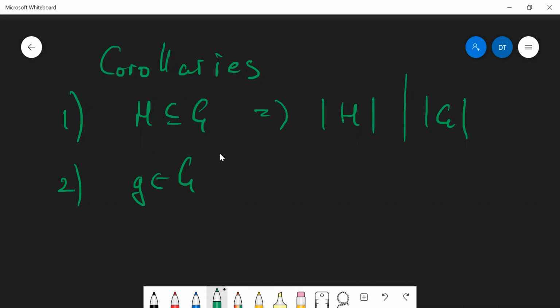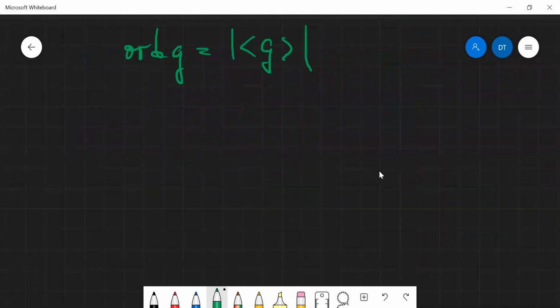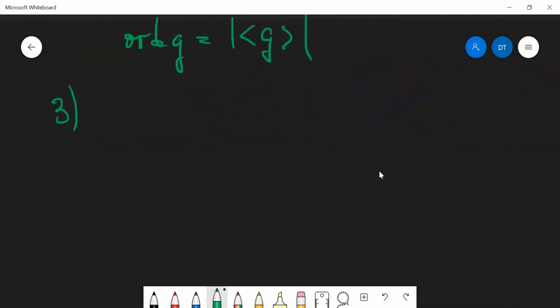The second one: if we have an element g of G, then the order of the element divides the order of the group. This is because the order of the element is equal to the order of the cyclic subgroup, and by the first corollary, the order of the cyclic subgroup divides the order of the group. The next thing is this: if we have an element of a group, then if we raise it to the power of the order of the group, we will get the neutral element.